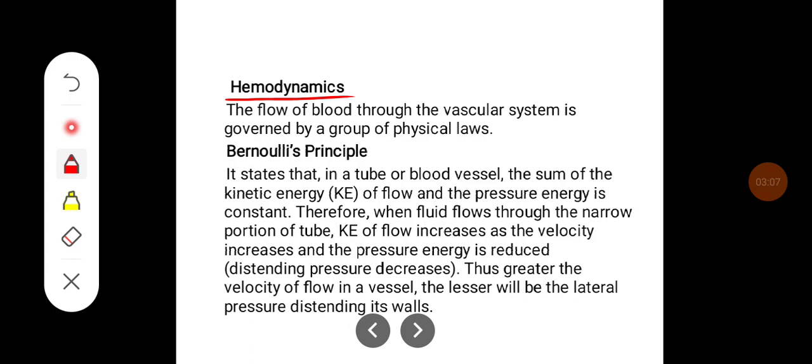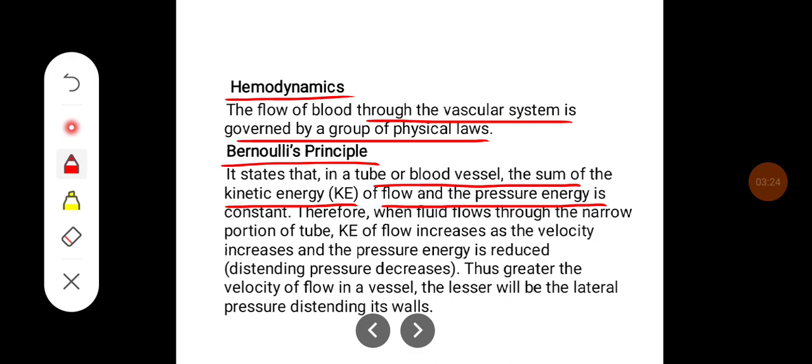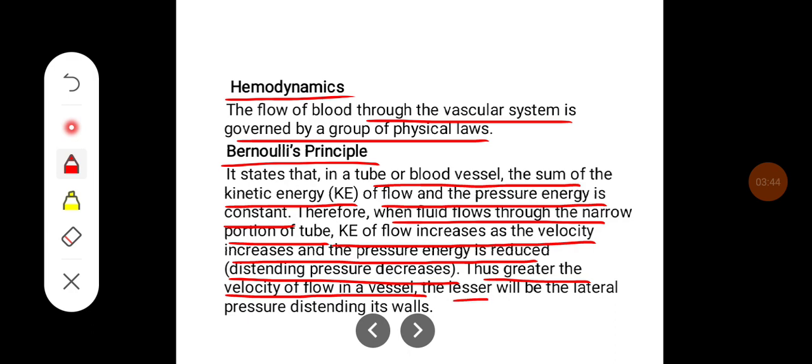Some of the hemodynamics related to the cardiovascular system. The flow of blood through the vascular system is governed by a group of physical laws. Bernoulli's principle states that in a tube or blood vessel, the sum of the kinetic energy of flow and the pressure energy is constant. Therefore, when fluid flows through the narrow portion of the tube, the kinetic energy of flow increases as the velocity increases and the pressure energy is reduced. That is, the distending pressure decreases. Thus, the greater the velocity of flow in a vessel, the lesser will be the lateral pressure distending its wall.